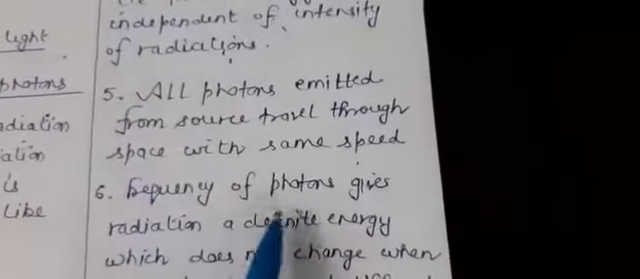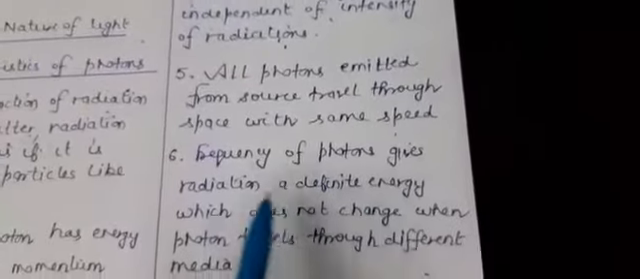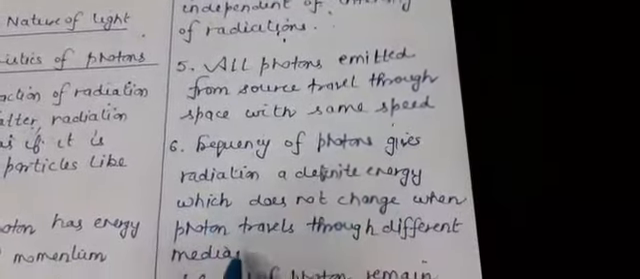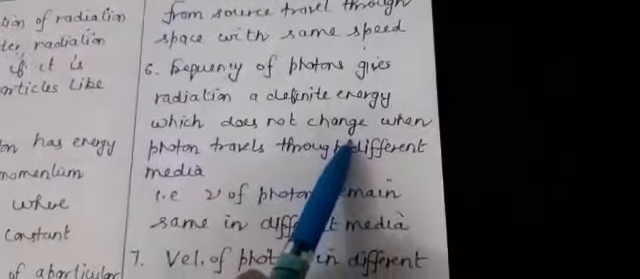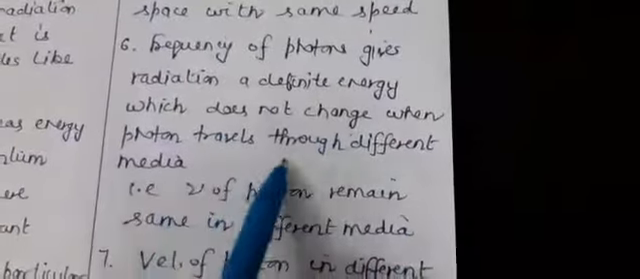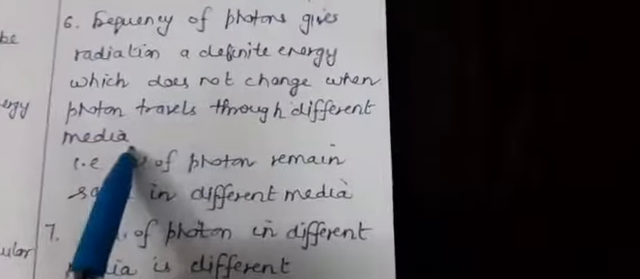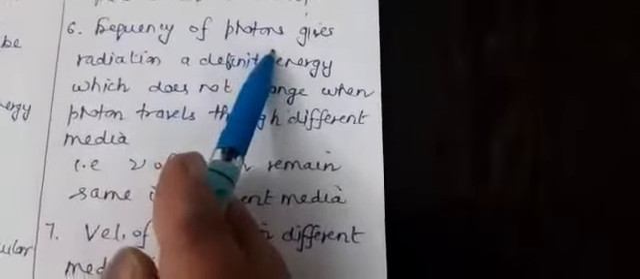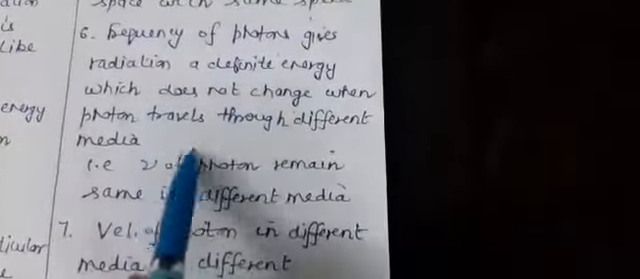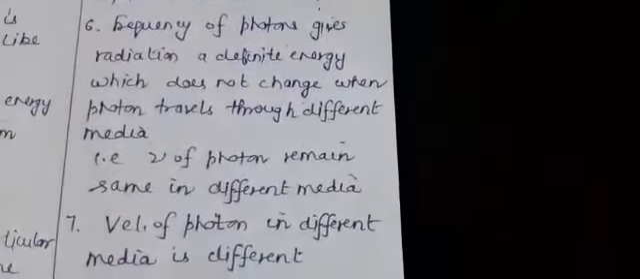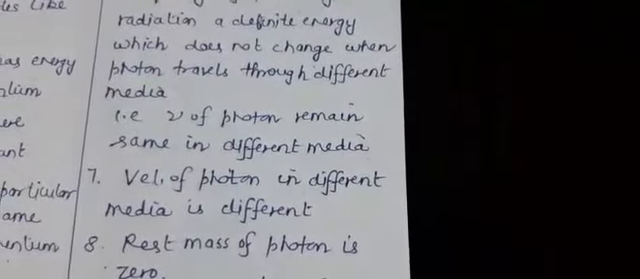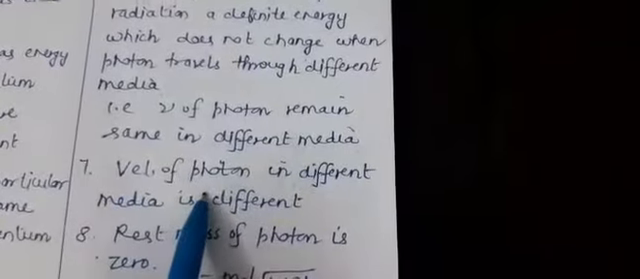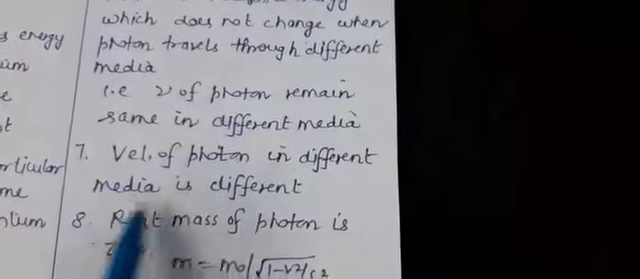Then the frequency of photons gives radiation a definite energy which does not change. That means it remains constant, because E equal to h nu, when photons travel through different media. So the frequency of photons will not change when the medium changes. That is, the frequency of a photon remains the same in different media. Next, the velocity of a photon in different media is different.